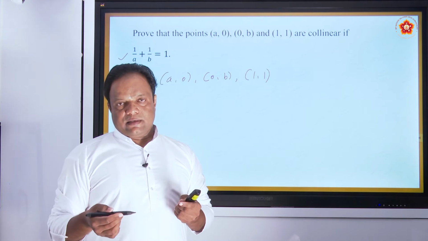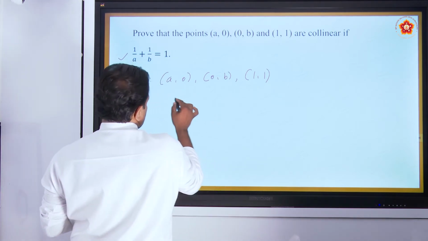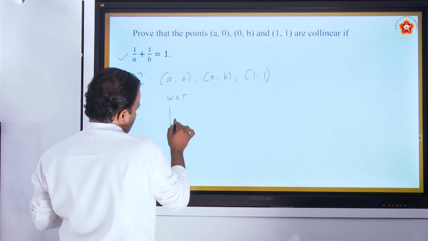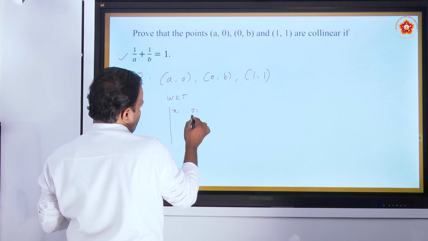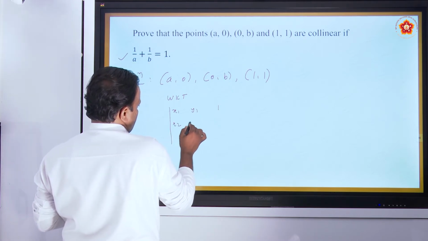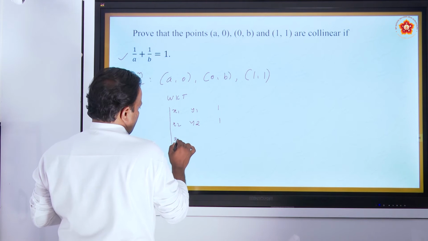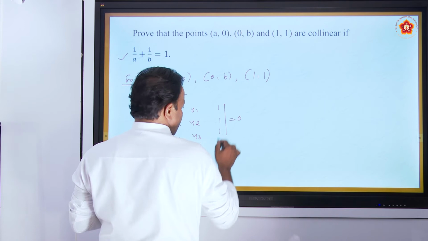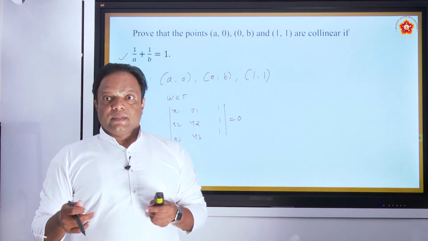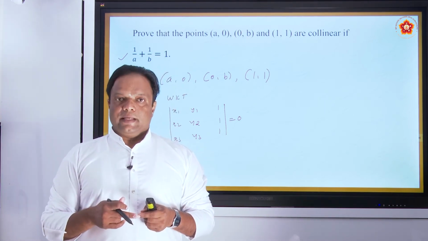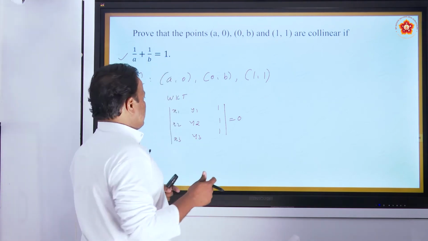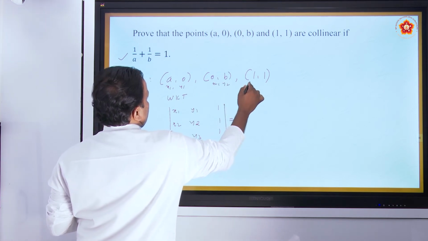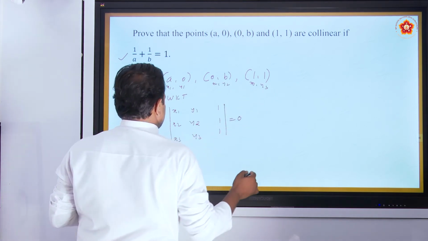Or by using the formula method, I use the area of determinant method. We know that the determinant with rows x1, y1, 1; x2, y2, 1; x3, y3, 1, if this value is 0, then we say that the points are collinear. Okay. These are given collinear. Substituting values, this is x1, y1, x2, y2, x3, y3. Substituting all the values here.